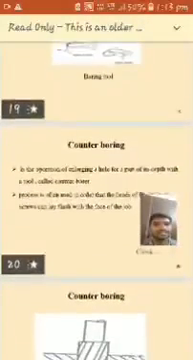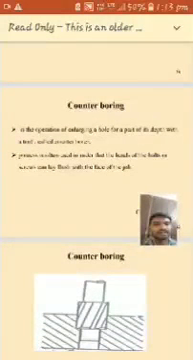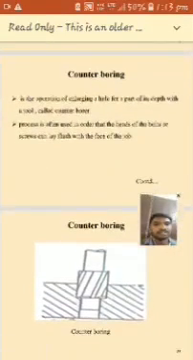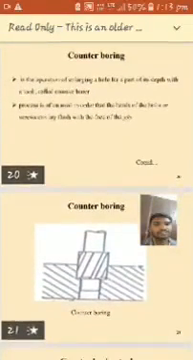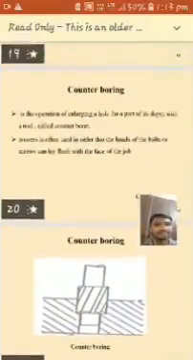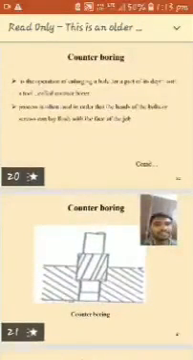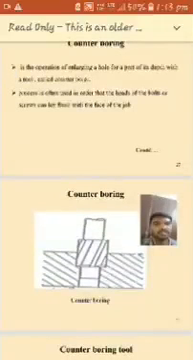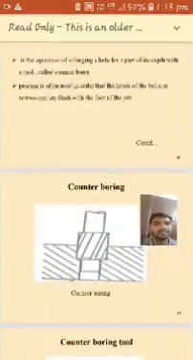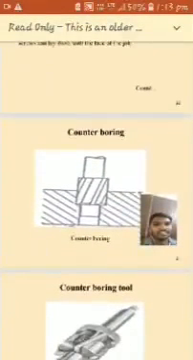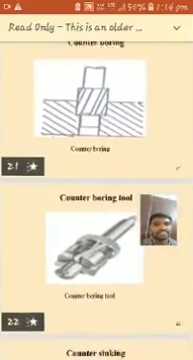And then next is counter boring. It is an operation of enlarging the hole for a part of its depth with a tool called a counter borer. The process is often used so that the heads of bolts or screws can lay flush with the face of the job. In the figure we can see the counter boring operation.